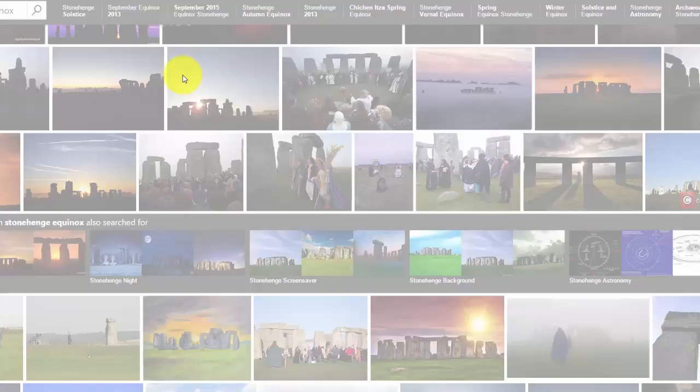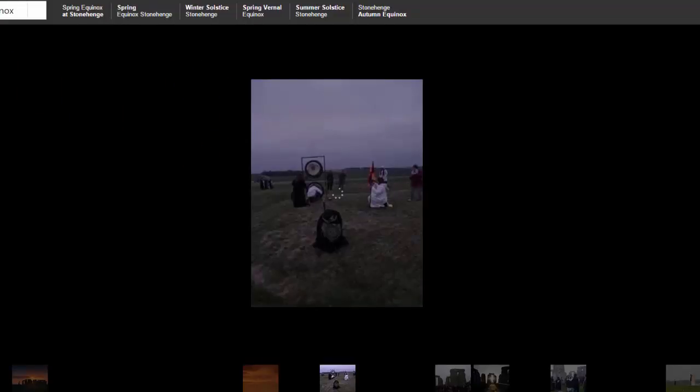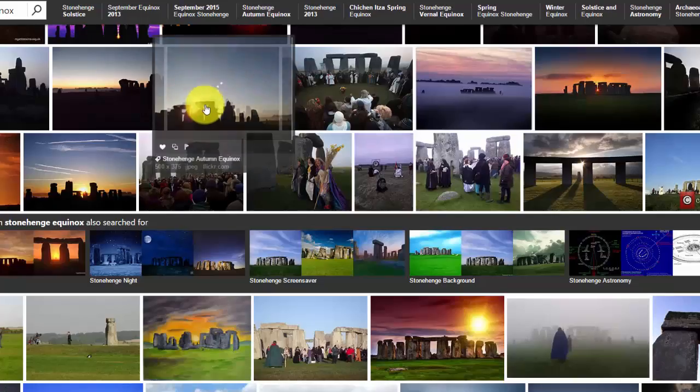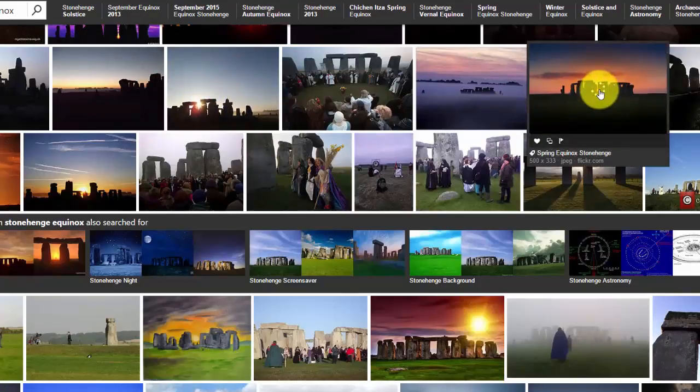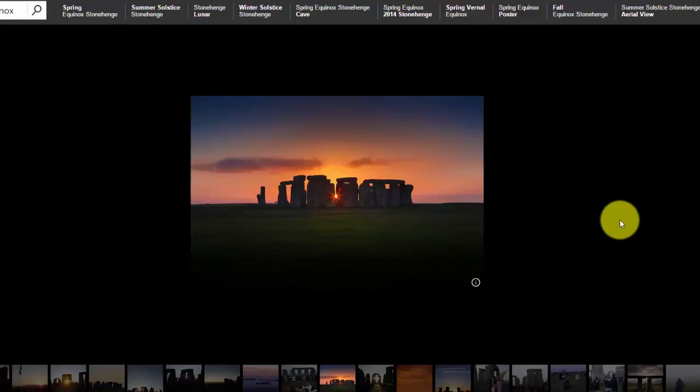But this one is, hold on here, got the wrong one. This is a good one. This one actually says spring equinox at Stonehenge. And they knew, hold on here, get a larger image if I can. They knew when the sun would come up and between which stones the sun would come up on one particular day of the year, 2 days actually, spring and fall.